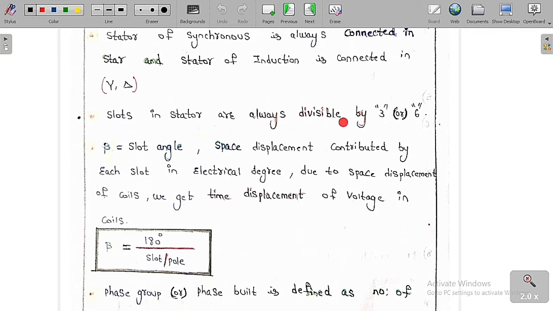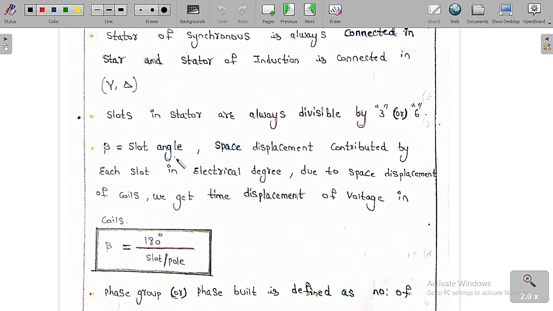The slots in the stator are always divisible by 3 or 6. It's a very important point. Whether it is an induction machine or a synchronous machine, we are going to choose only those numbers of slots which are divisible by either 3 or 6.